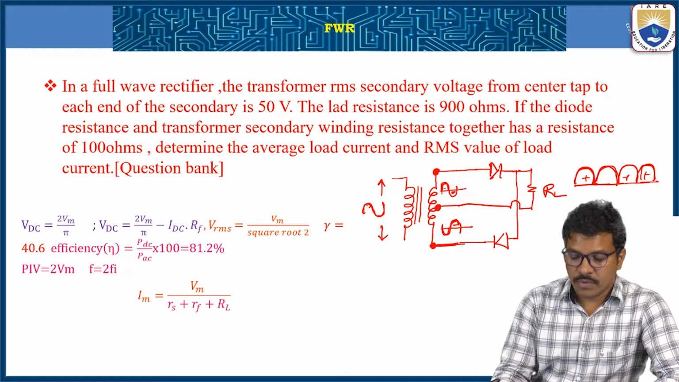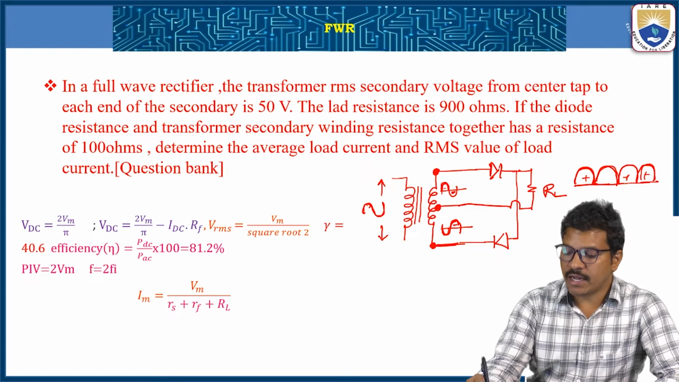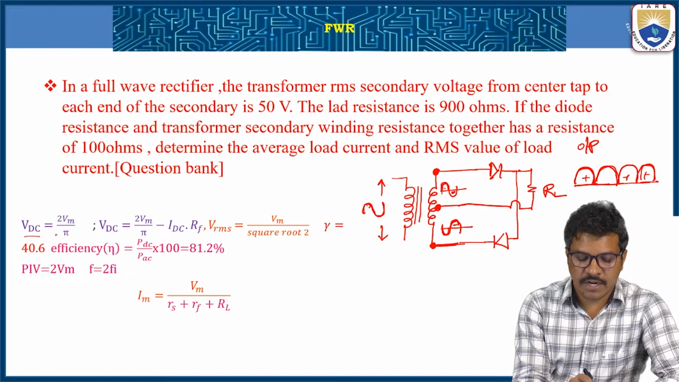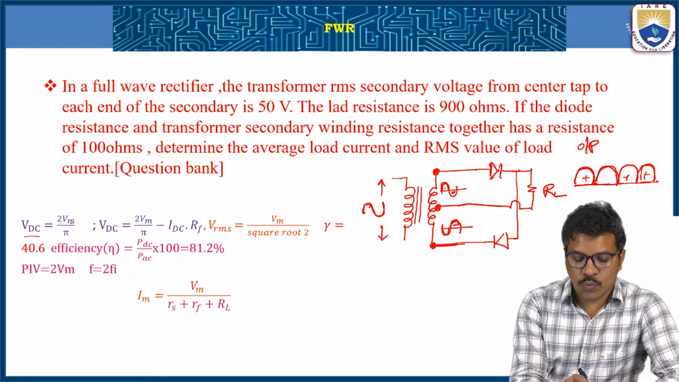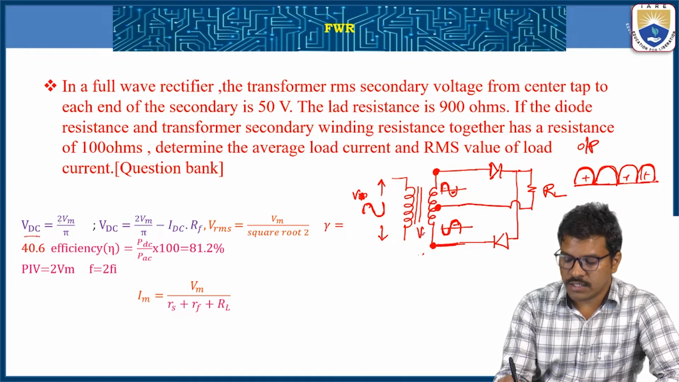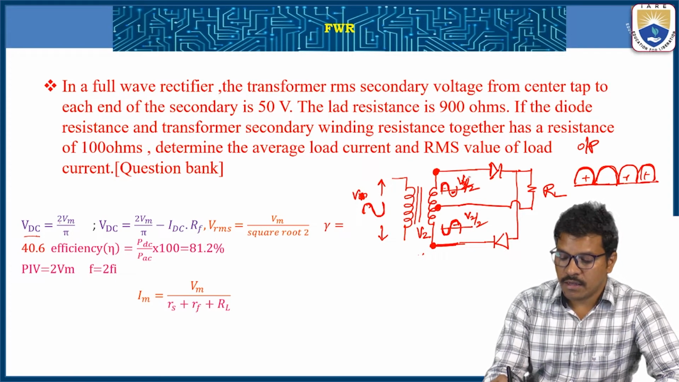Now with the help of this rectified output voltage, what will be the DC voltage VDC? Already we have derived the equation: 2 Vm by pi. Here the input is V1 and the secondary voltage is V2. This secondary voltage V2 is again divided into V2 by 2 and V2 by 2. This is called the RMS voltage.